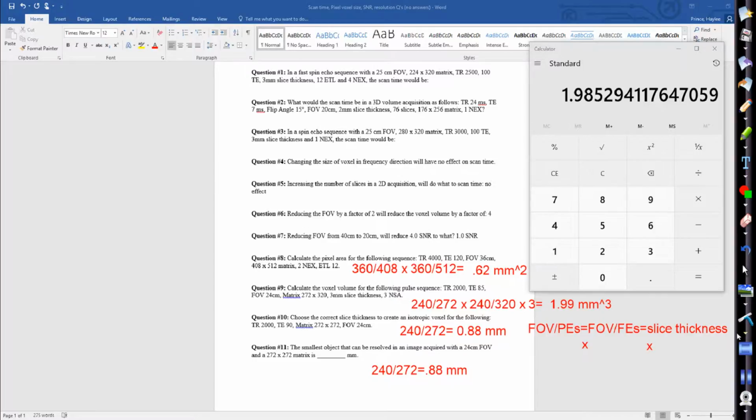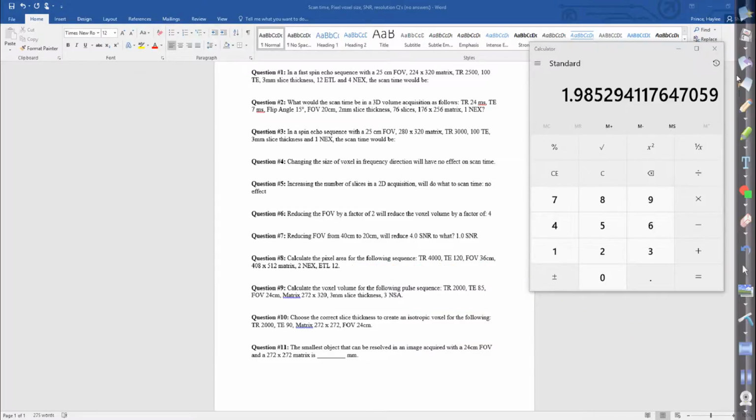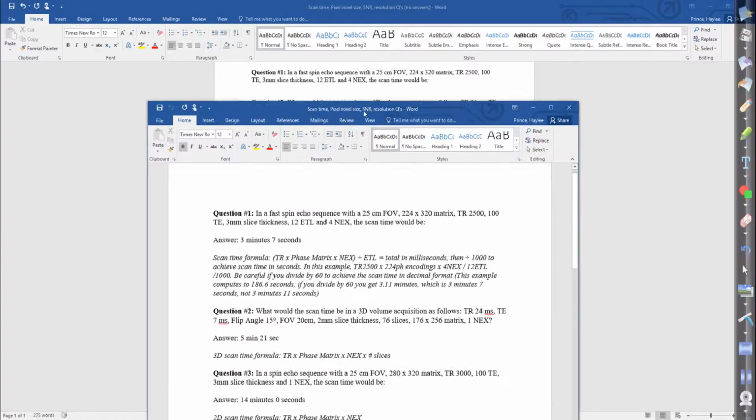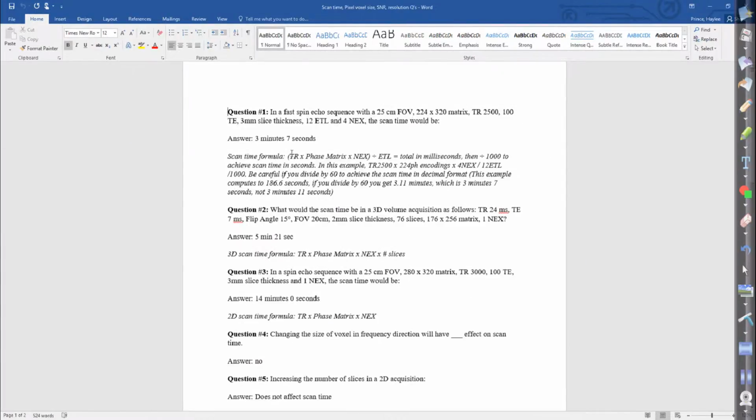So I have posted online the answers to this, and it gives you a quick rundown of how to get those answers. So here it says, here's the scan time formula: TR times phase matrix times NEX divided by echo train length, but then they say, remember to divide by 1,000, and then once again divide by 60, and then whatever's after the decimal point, multiply by 60. So this is a good review of what we just went over, but I have posted this on Canvas that you can print out and use as a review.